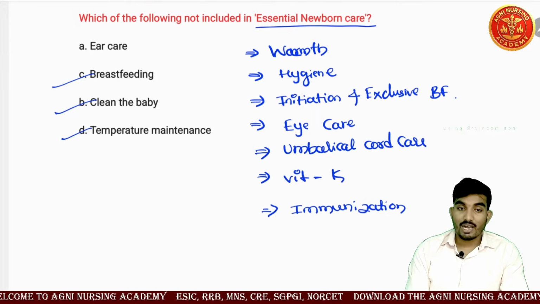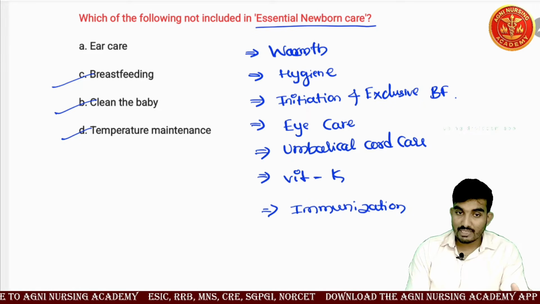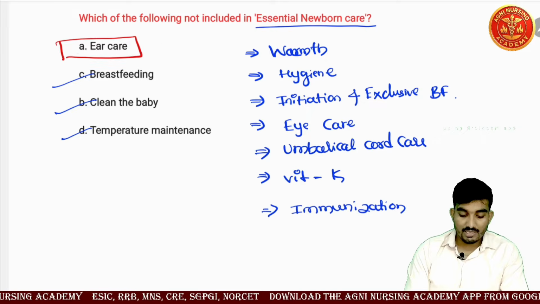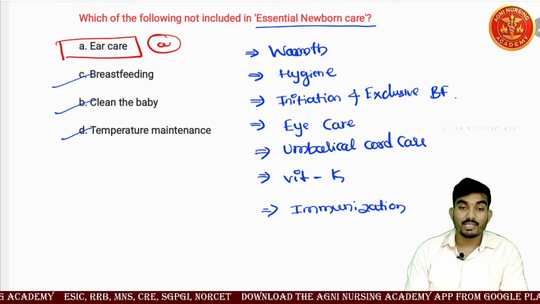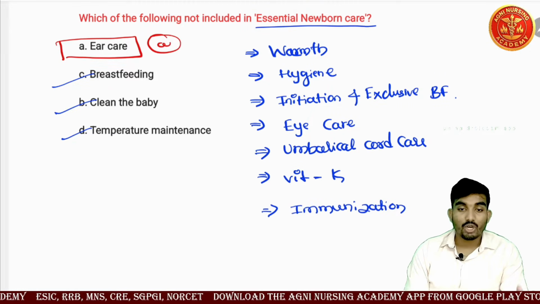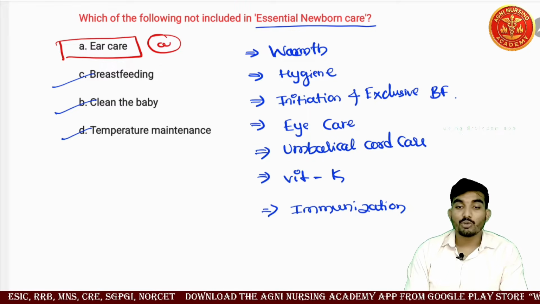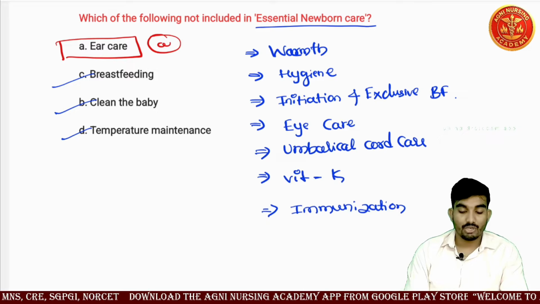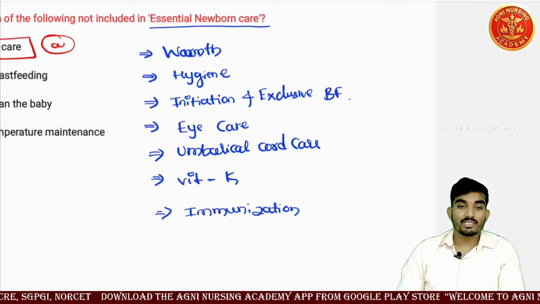Our question asked which one is not included in the essential newborn care. For that, option A is the correct answer for our question, that is ear care. Ear care we will not do in the essential newborn care. Okay, option A is the correct answer. Next we will see another question.